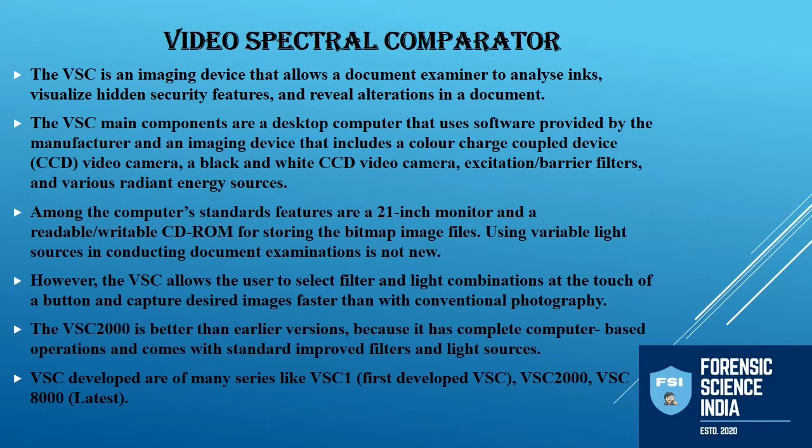Now, video spectral comparator. So the VSC is an imaging device that allows a document examiner to analyze ink, visualize hidden security features, and reveal alteration in a document. In my previous video on the topic obliteration, I talked about the video spectral comparator. So it is basically used to identify alteration and some hidden features, as well as to analyze ink molecules also.